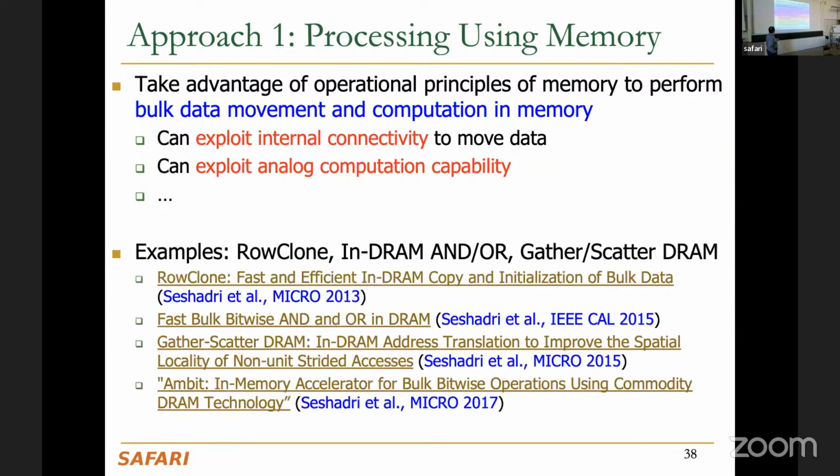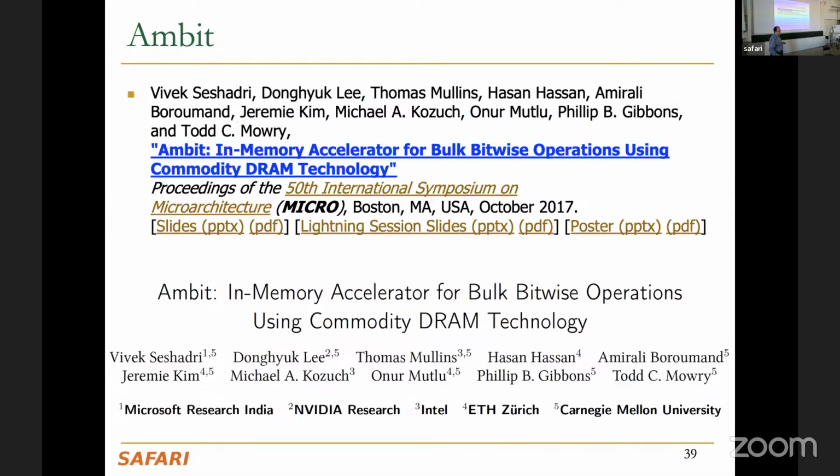I don't have many of them here, honestly. There are also many more recent works that we have done in this direction. But basically, like RowClone, in-DRAM, gather-scatter DRAM, and so on and so forth. So there are many research directions in processing using memory inside the main memory. Ambit is one of them, where we proposed how we can do an in-memory accelerator for bulk bitwise operations.